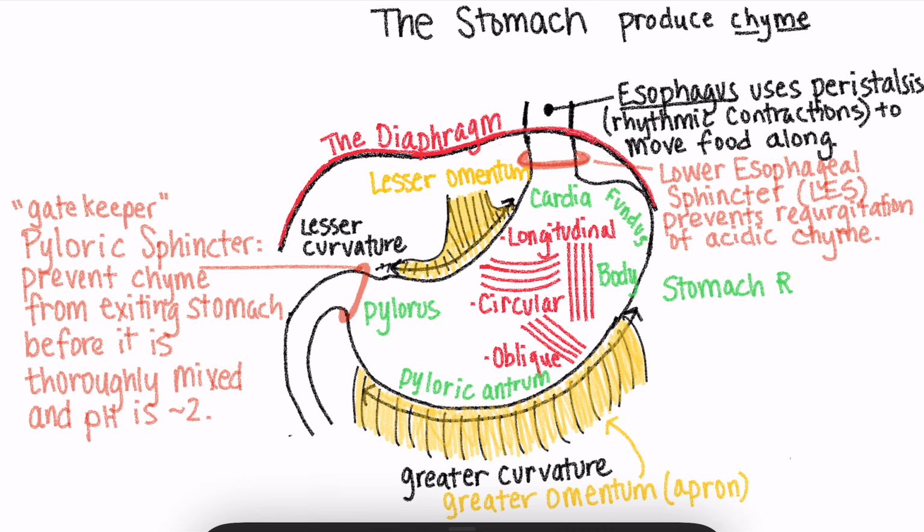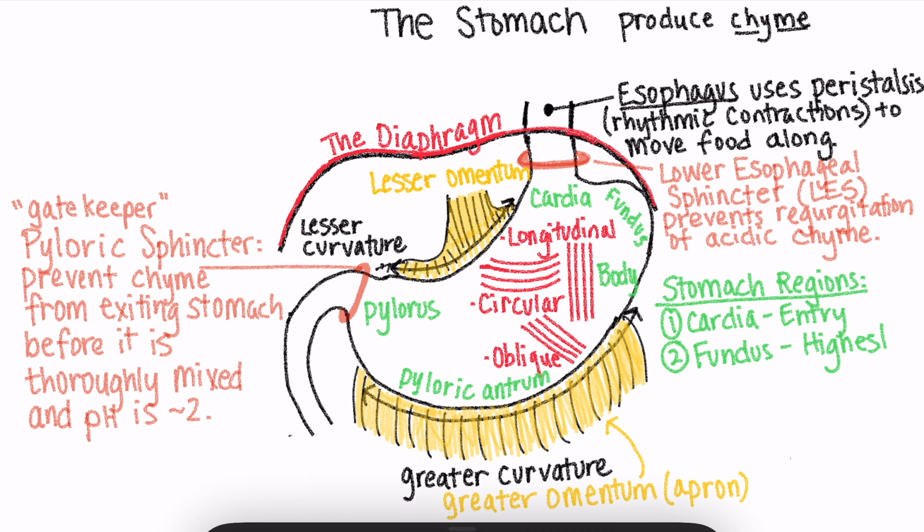Regions. You've got the cardia, which is the entry point. Then you've got the fundus, which is the highest portion. Then the body, that's most of it. I'll put the bulk. Then the antrum, it's the pyloric antrum. That's the lowest part. It's almost like opposite to the fundus in a way.